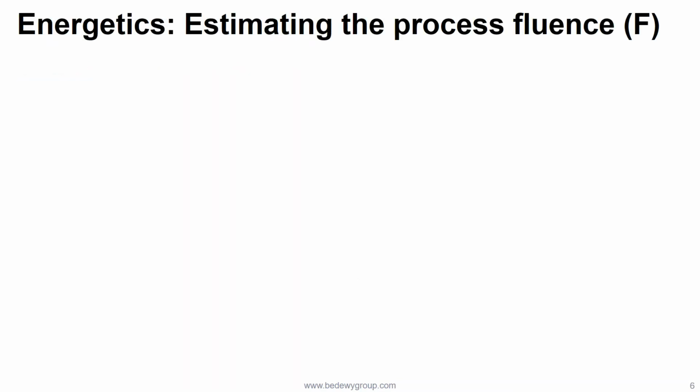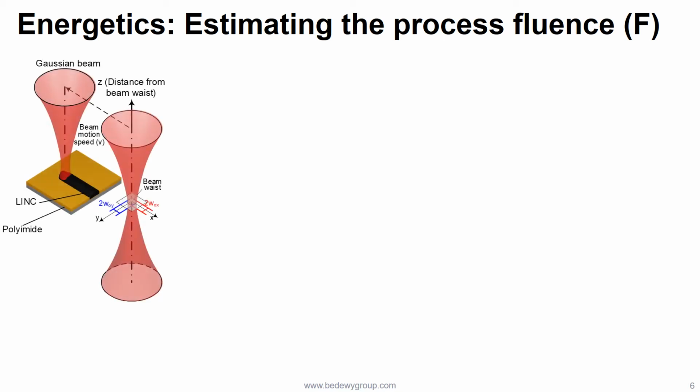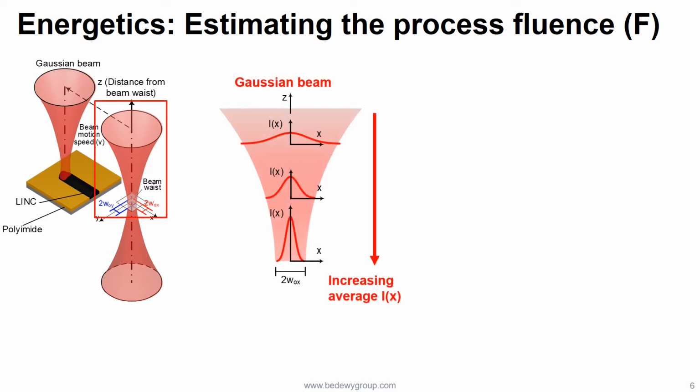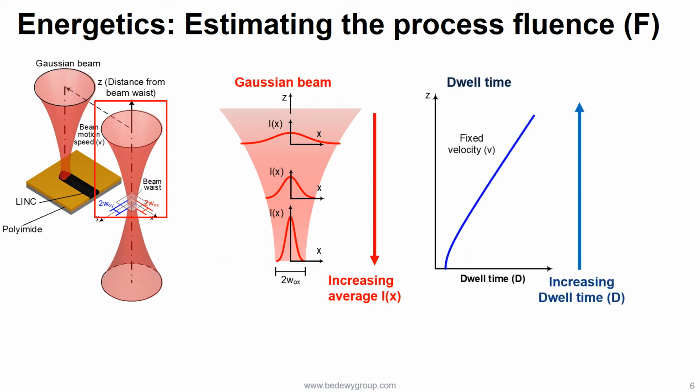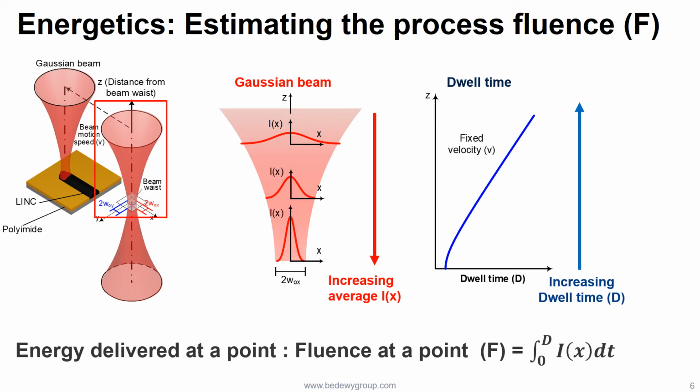The key to understanding the process is to understand the process energetics. Assuming a Gaussian beam, the energy delivered at a point on the lasing path is dependent on two things: the intensity of the beam, which changes with beam defocus, and how long the beam stays at a point, which is also defocus dependent. Integrating the intensity with dwell time at a point gives us how much energy is delivered at that point, which is known as the fluence.